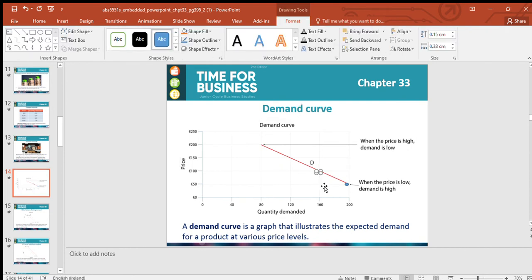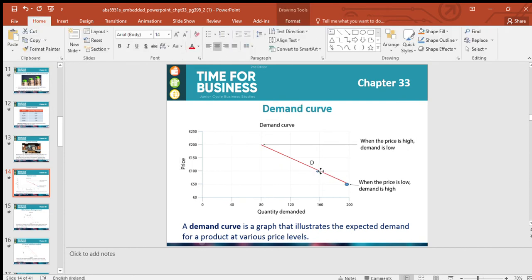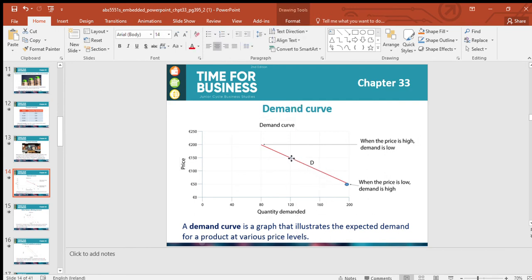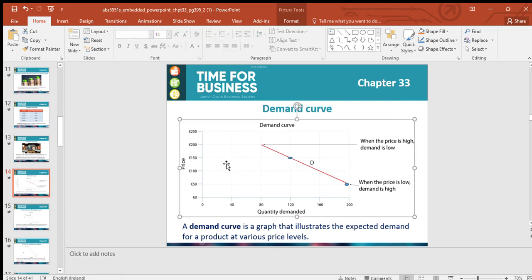So that's my second dot here, just around that point. When the price goes up to €100, demand is 160. So that's my second dot. And obviously I'll have my third dot here. When the price is up to €150, the demand is 120.